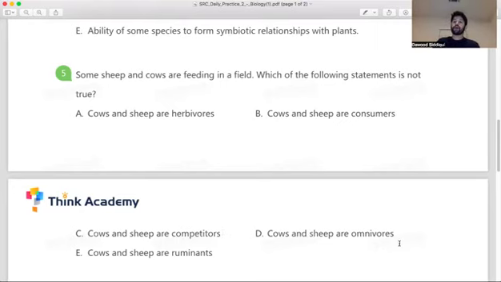D states they are omnivores. Now that is a false statement. Why? Because cows and sheep are just herbivores. They do not eat meat, right? Omnivores means you're both a herbivore and a carnivore. But cows and sheep don't eat meat, so they cannot be omnivores. And then lastly, cows and sheep are ruminants. This is a true statement. They have a specialized stomach to ferment digested food. So again, for question 5, the correct answer should be D, because cows and sheep are not omnivores.